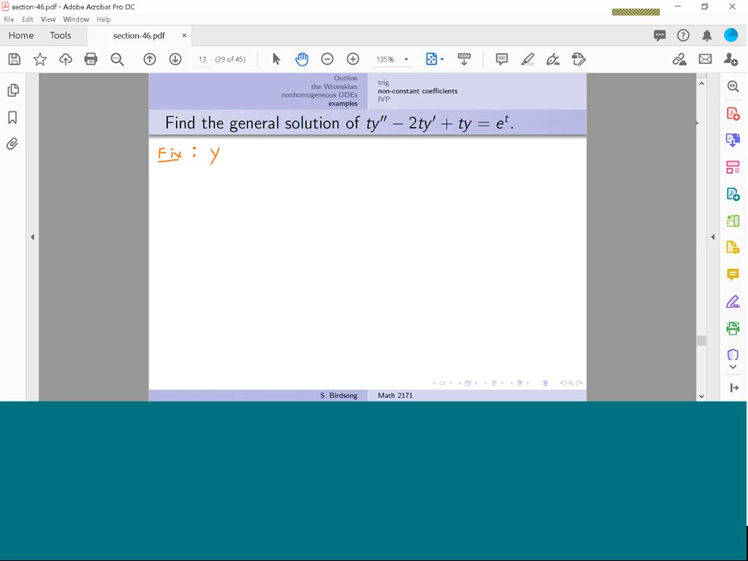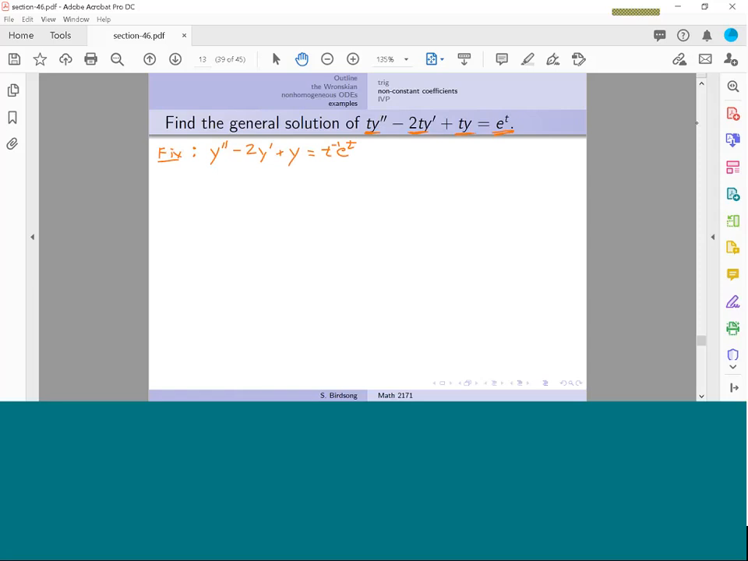So the first term will turn into the second derivative of y. Don't forget to divide by t on all of the terms. So the second term will turn into minus 2y prime. Divide the third term by t, and you'll get just a plus y. And divide the last term by t over on the other side, and you can either write it as e to the t over t, or you can write it as t raised to the -1 times e to the t. It doesn't matter which of those two you use.